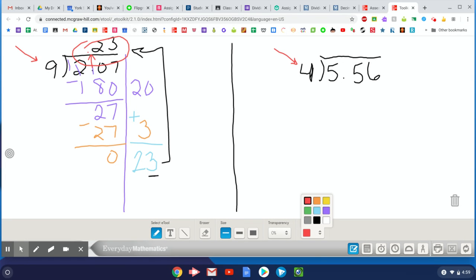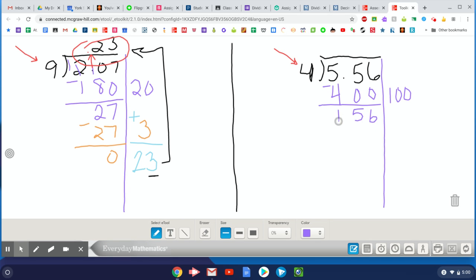So let's begin. How many 4s are in 556? Well, let's see, 100 4s would be 400. So let's go with that. Let's just start with that, 100 4s. Nice easy number to multiply by. 100 times 4 is 400. We'll subtract that away. We'll get 6. We'll get 5 and 156.